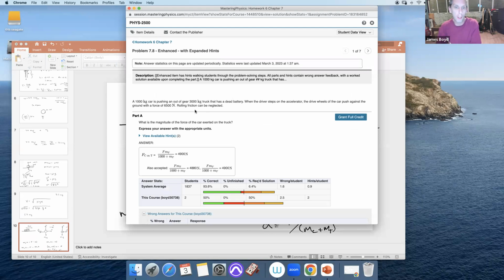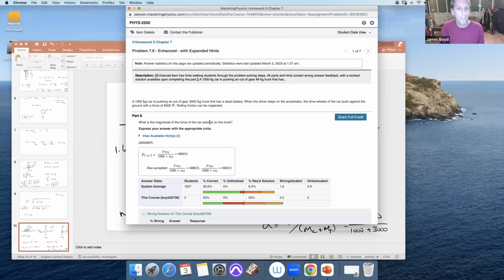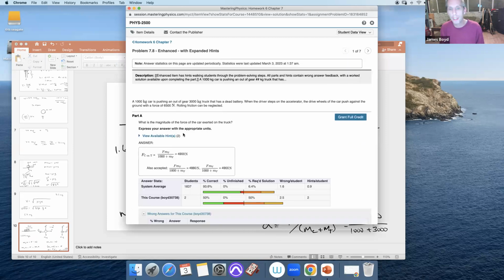So if the car can push with a force of 6,500, our force is 6,500 newtons. The mass was 1,000 for the car and 3,000 for the truck, and 6,500 divided by 4,000 is 1.625 meters per second squared. Okay. Now, I know what that is, but that's not what they asked me for. They asked me for what is the magnitude of the force of the car on the truck.